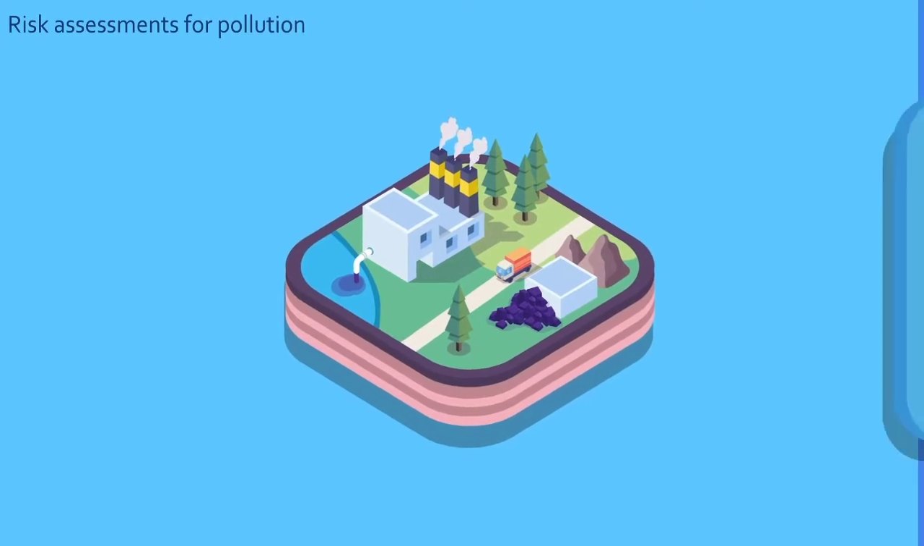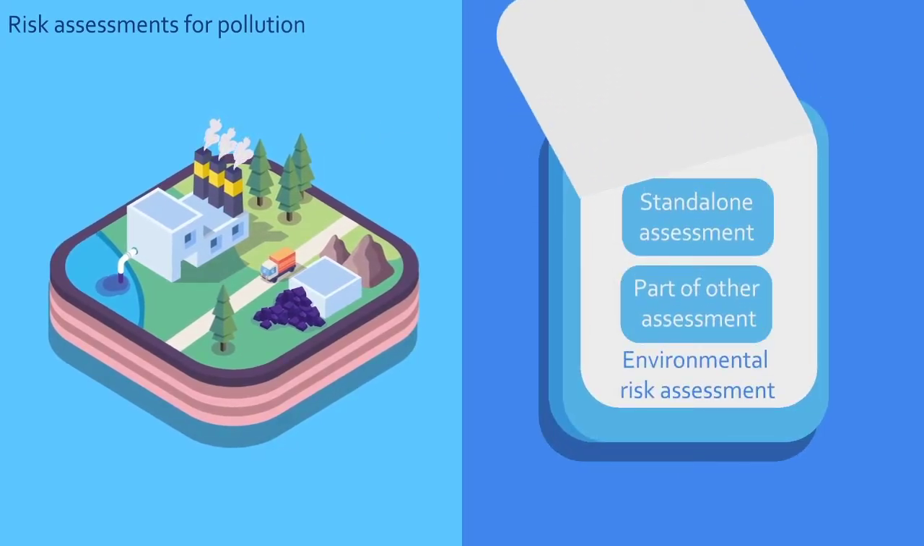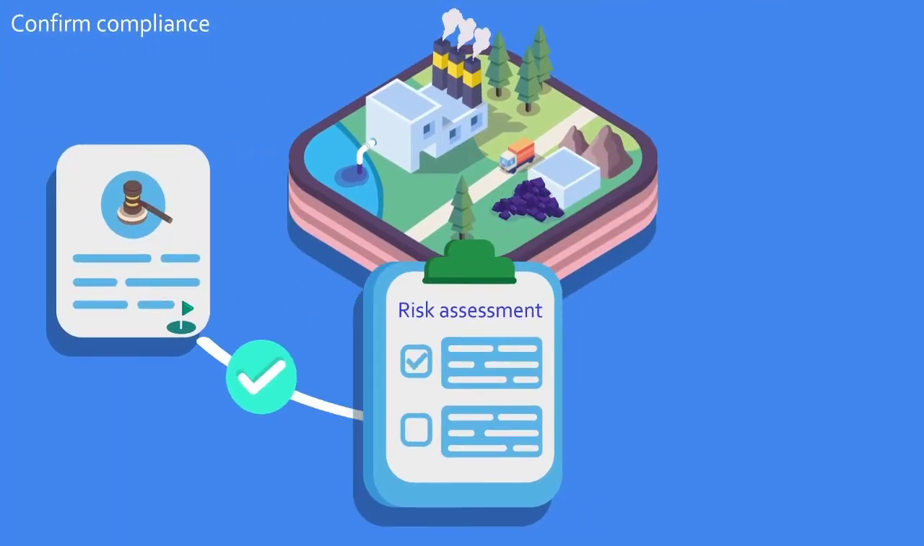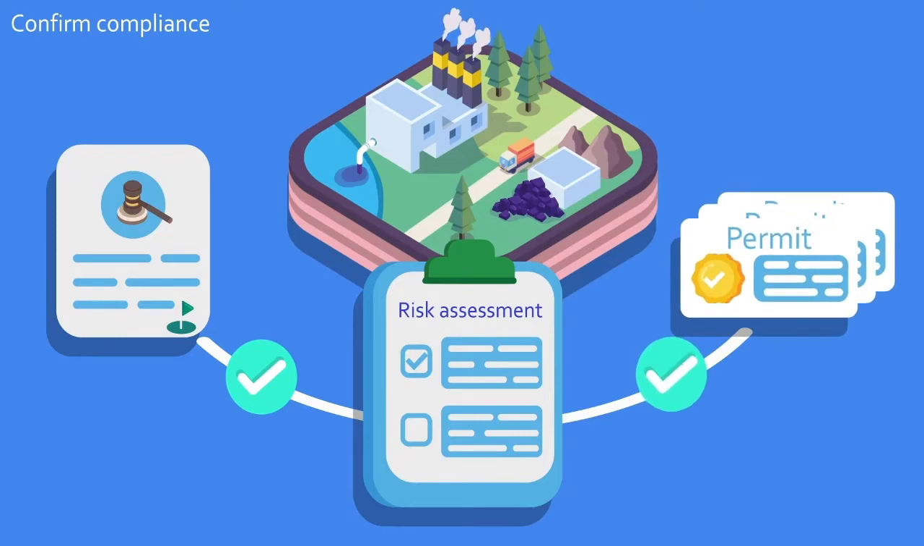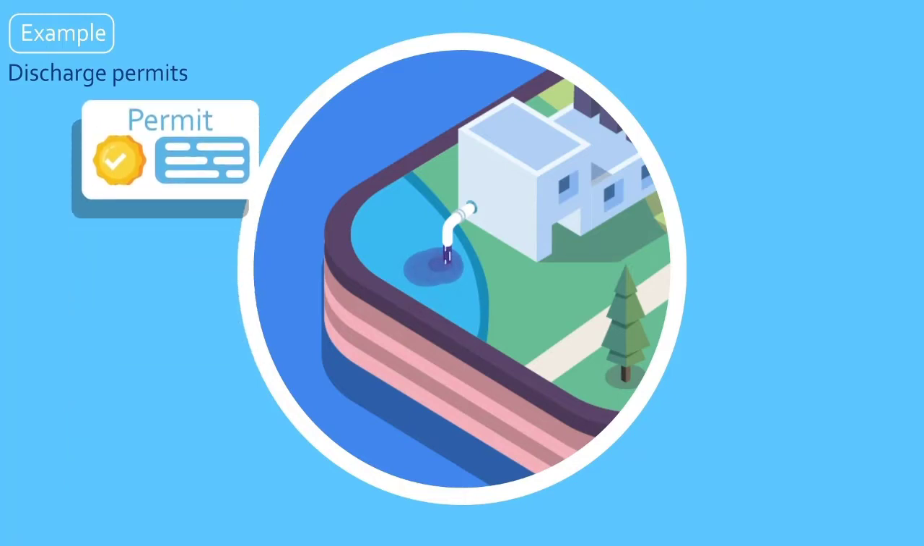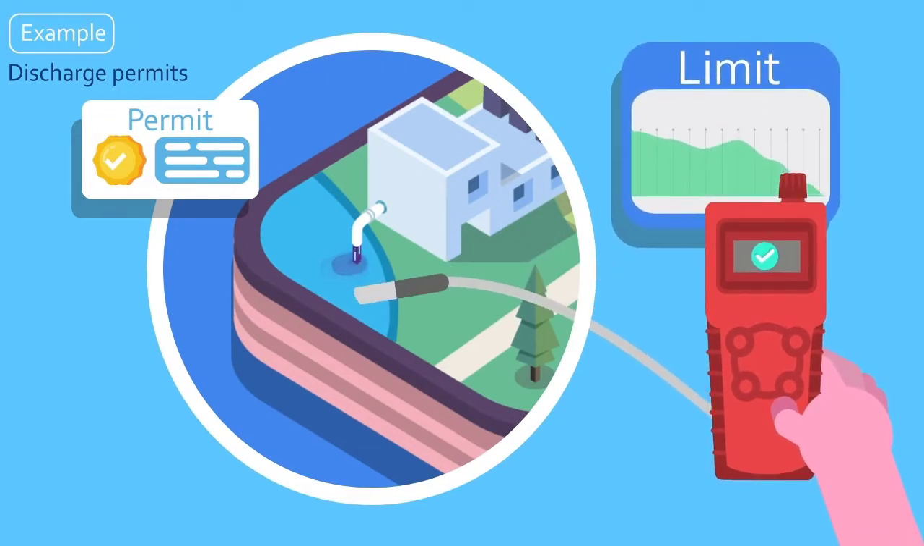You'll first need to understand your potential impacts, so conduct a risk assessment. Check that you are in compliance with local environmental regulations with all of the necessary permits. For example, to discharge pollutants, you may need a permit. Maintain the permit by ensuring you meet its requirements, like keeping concentrations below the regulator's limit.